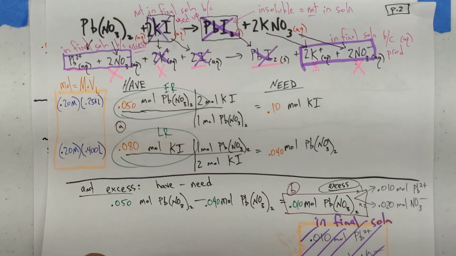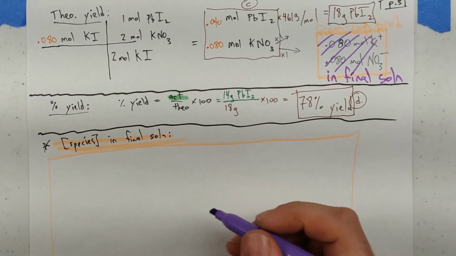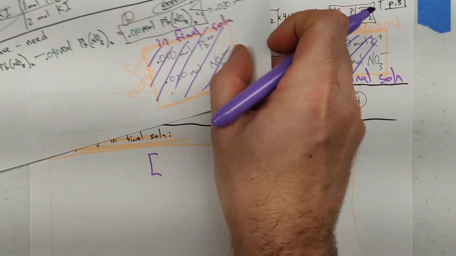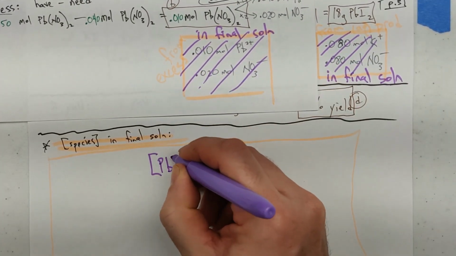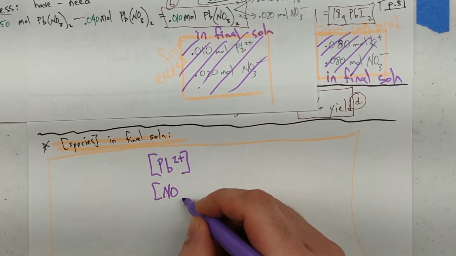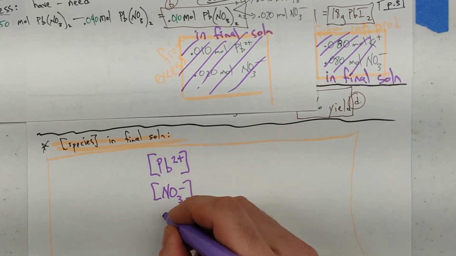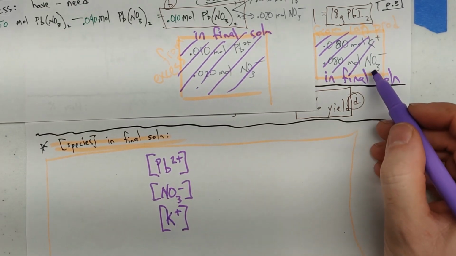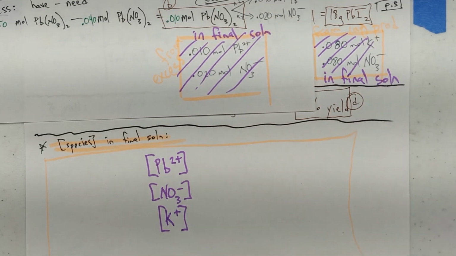And now we need to take care of this. We just listed out those species that are present in the final solution. We have to come up with some concentration of lead ions, some concentration of nitrate ions, and some concentration of potassium ions. And you'll notice it also says nitrate right there. We're going to have to take that into consideration when we're calculating this number.